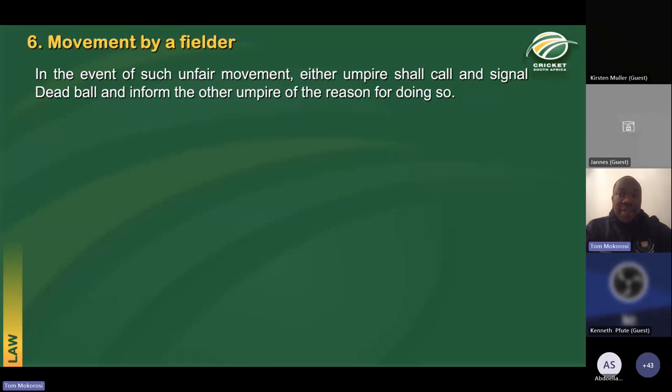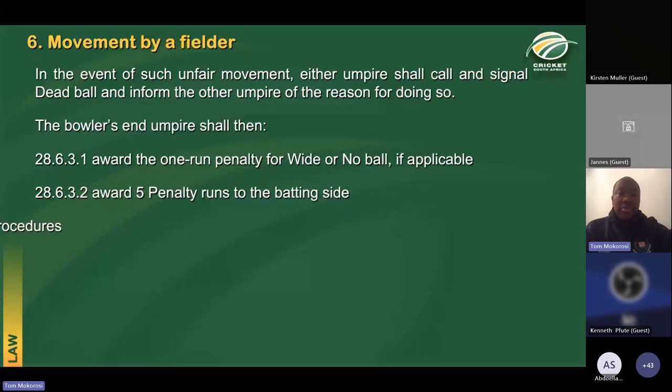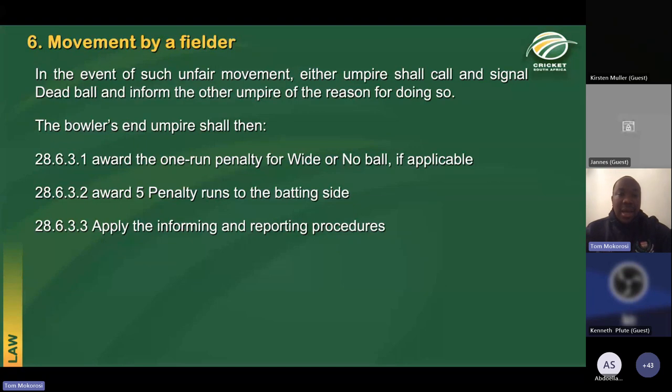So what if that movement is unfair? What if a fielder runs backwards 10 meters as the bowler is running up? What should we as umpires do? The law tells us that in the event of such unfair movement, either umpire shall call and signal dead ball and inform the other umpire of the reason for doing so. The bowler's end umpire shall then award the one penalty run for wide or no ball if applicable, always the case. And because of this unfair movement, we shall award 5 penalty runs to the batting side and once again apply the informing procedure during the match and the reporting procedure after the day's play.